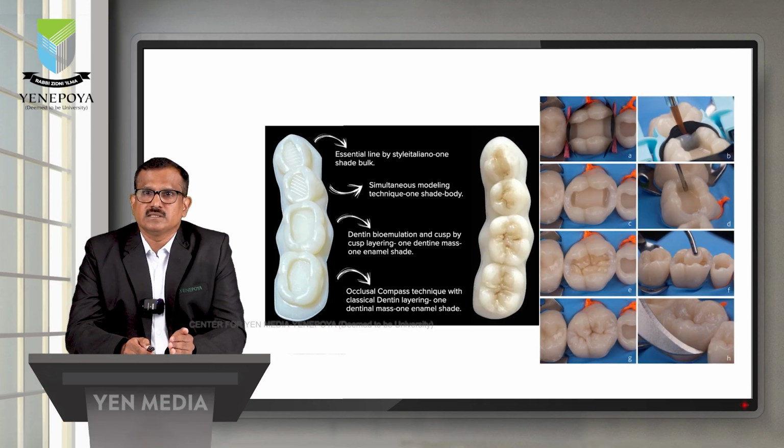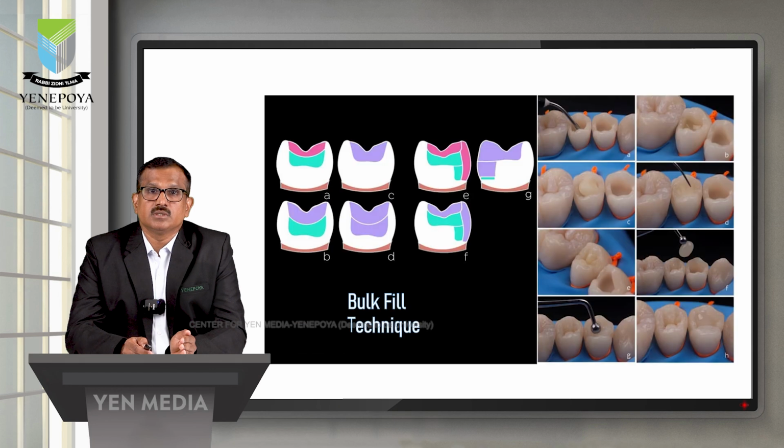So this is a stile Italiano concept, wherein a MOD cavity is first converted into a class 1. Both the walls are created, then the dentine layer inside is recreated, and on top the enamel layer is made with clear. You can see how well the secondary features are incorporated, and it looks ditto like a natural tooth.